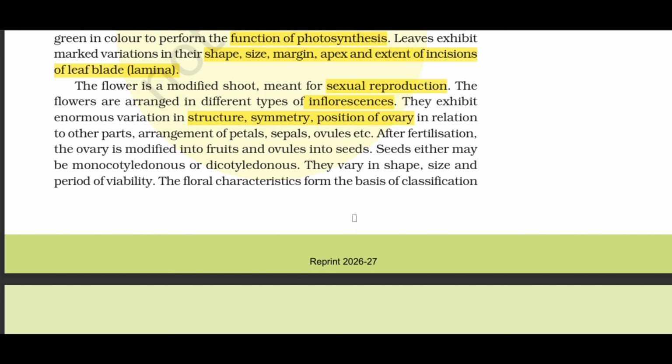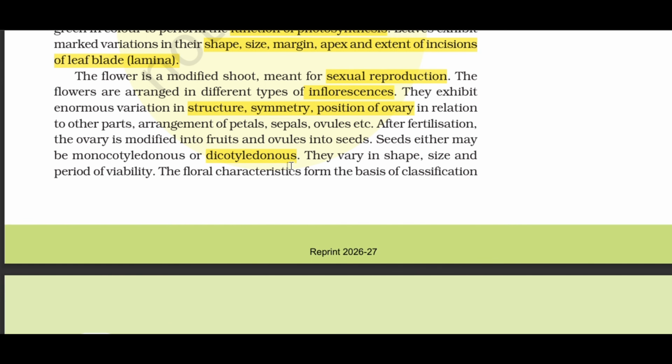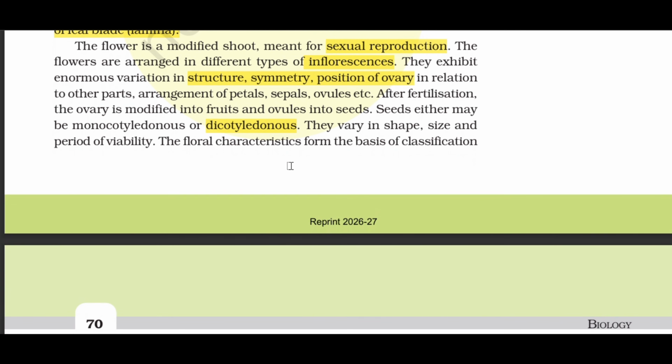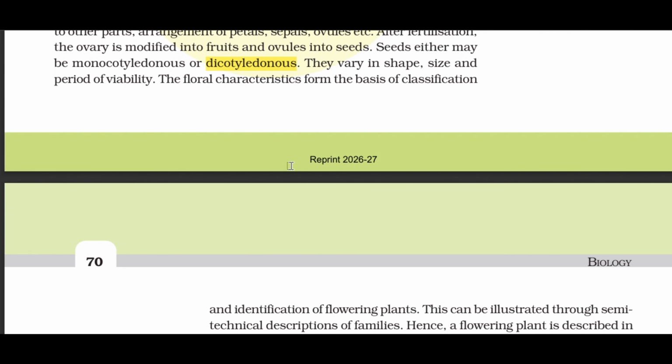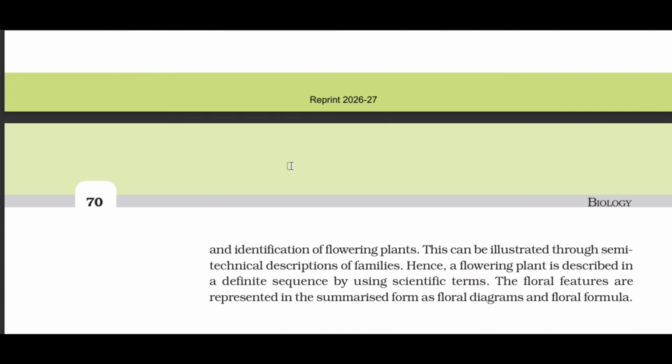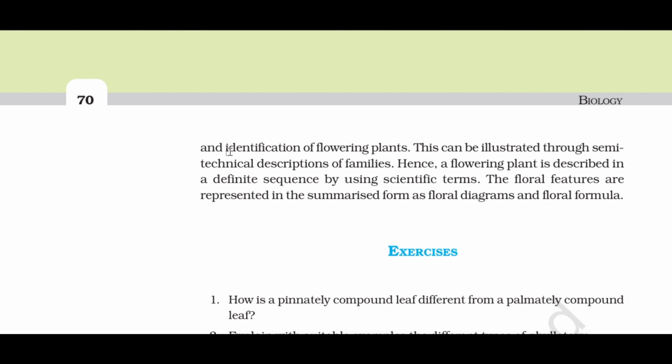Seeds either may be monocotyledonous or dicotyledonous. They vary in shape, size and period of viability. The floral characteristics form the basis of classification and identification of flowering plants. This can be illustrated through semi-technical descriptions of families. Hence, a flowering plant is described in a definite sequence by using scientific terms. The floral features are represented in the summarized form as floral diagrams and floral formula.